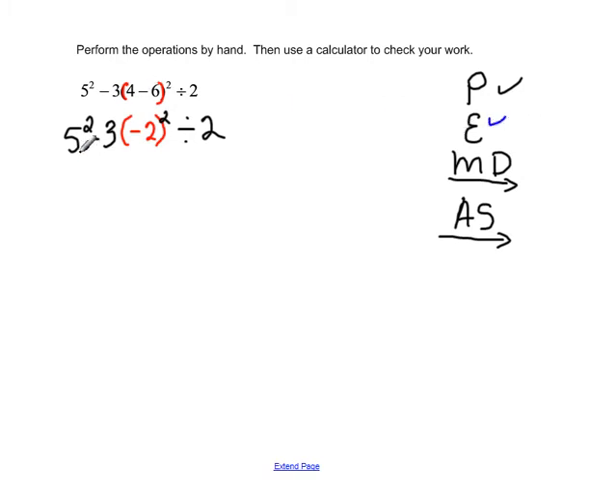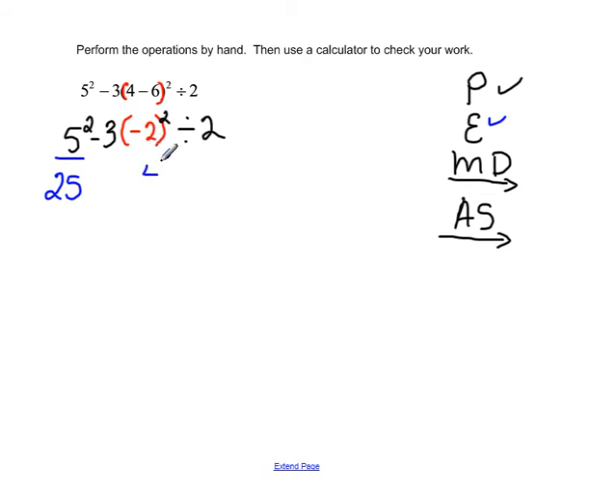So for exponents, I have a couple of exponents that are going on. I've got this 5 squared, so 5 squared, or 5 to the second power, is going to give me 25. And then I also have negative 2 that's squared. And remember, because the negative is holding on inside the parentheses, that means negative 2 times negative 2, negative times a negative, we know, is a positive 4.